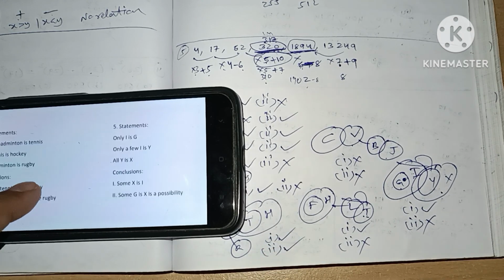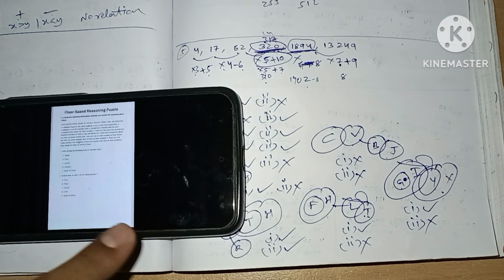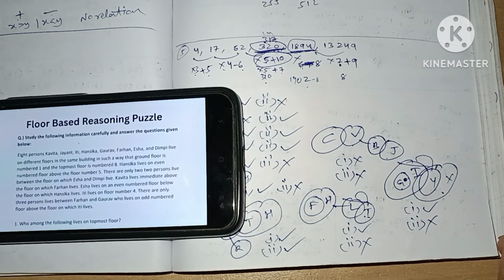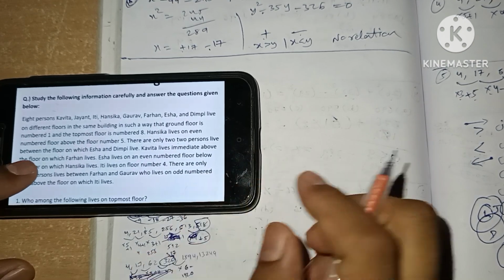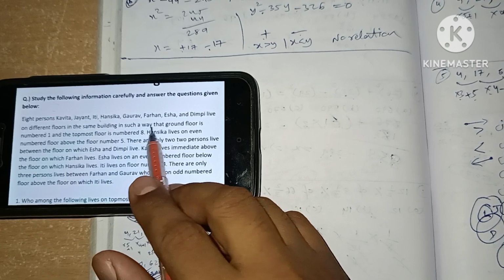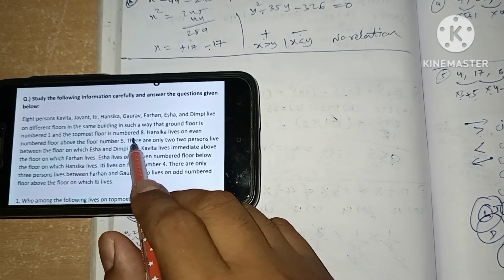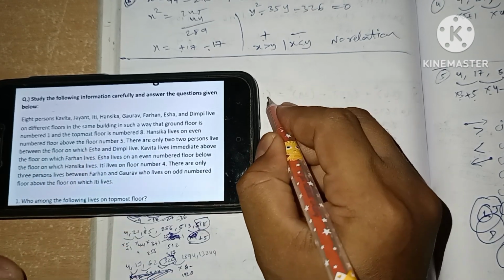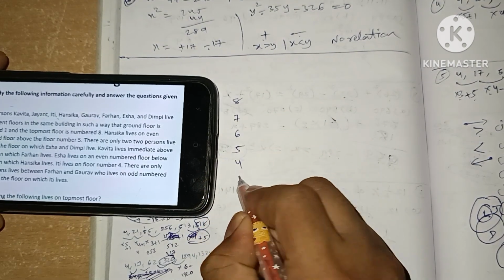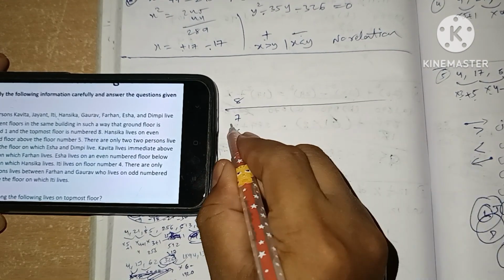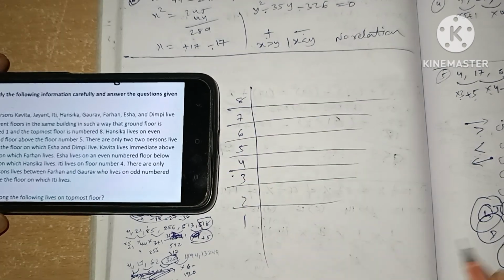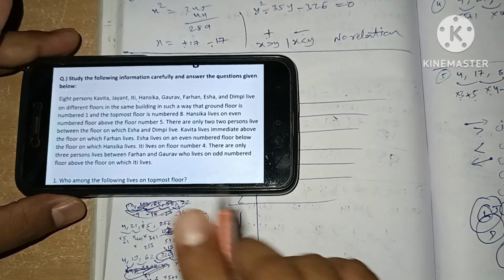Now we are going to see a reasoning puzzle, a floor-based reasoning puzzle. Eight persons live on different floors in the same building in such a way that the ground floor is 1 and the topmost floor is number 8. So the floors are 8, 7, 6, 5, 4, 3, 2 and 1. Next we need to write the statements.